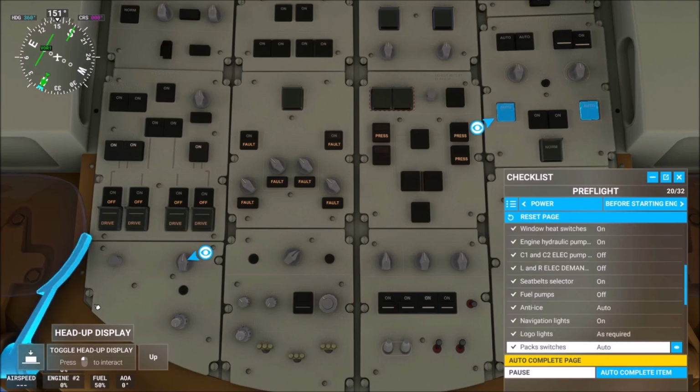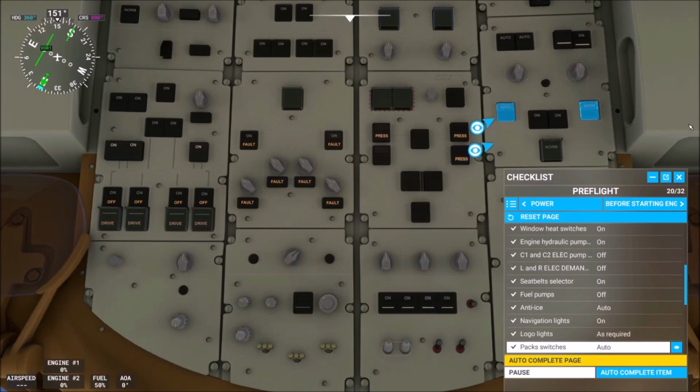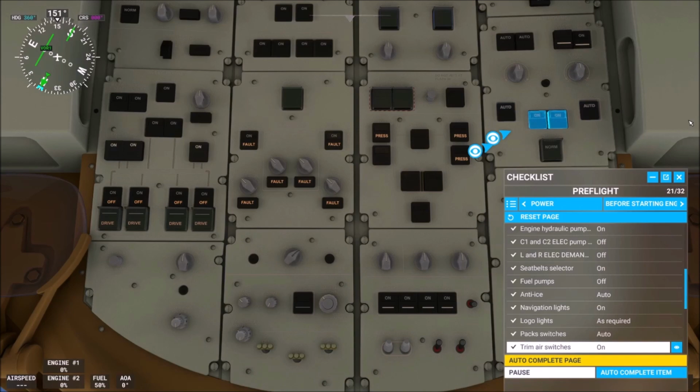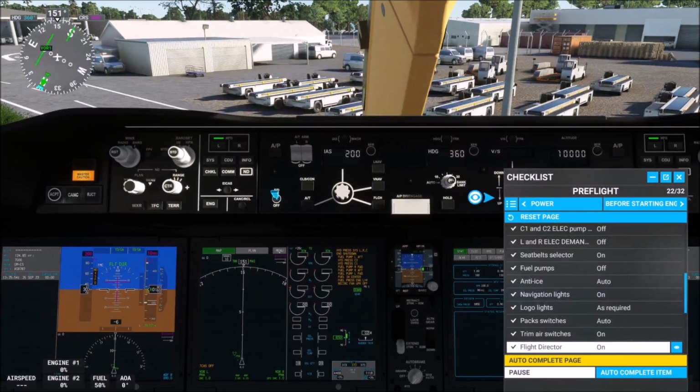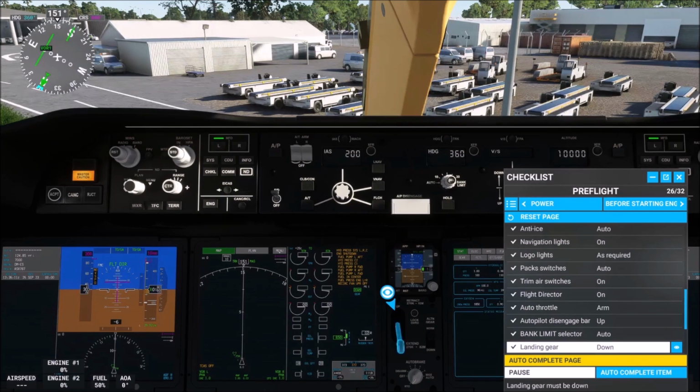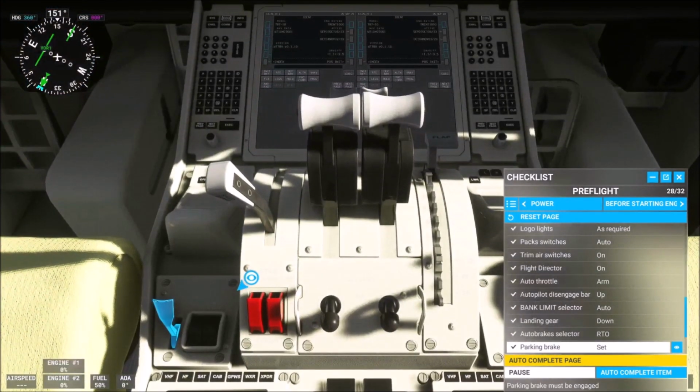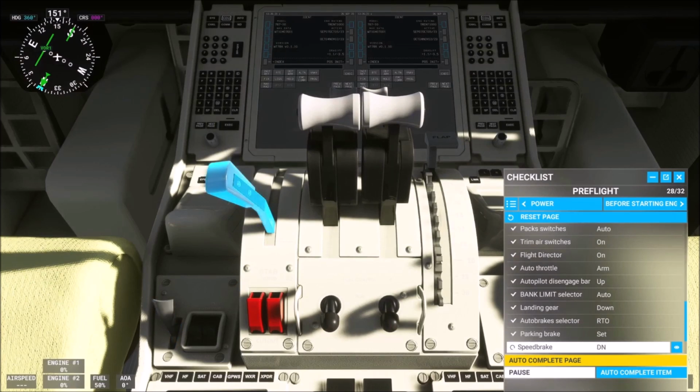Pack switches, auto. Trim air switches, on. Air conditioning, on. Okay. Flight director, on. I disagree, but I set it to on. Autothrottle, armed. Autopilot disengage bar, up. Bank limit selector, we set it to auto. Landing gear, down. Autobrakes selector, RTO, rejected takeoff position. Parking brake, set. Speed brake, CTRL DEL is the command.